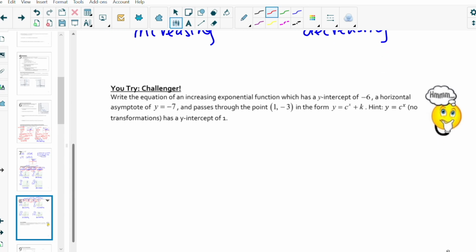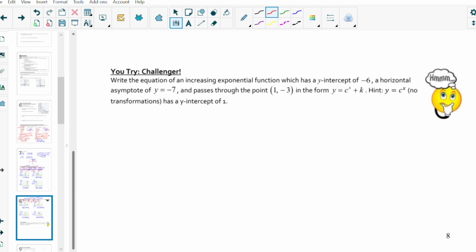All right, folks, that's it for the you tried. Let's do this you tried challenger. Write the equation of an increasing exponential function which has a y-intercept of -6, a horizontal asymptote of y equals -7, and passes through the point (1, -3) in the form y equals c^x plus k. Hint: y equals c^x, there's no transformation, so start with that as your base equation.